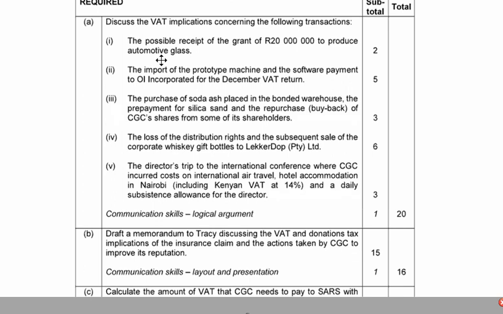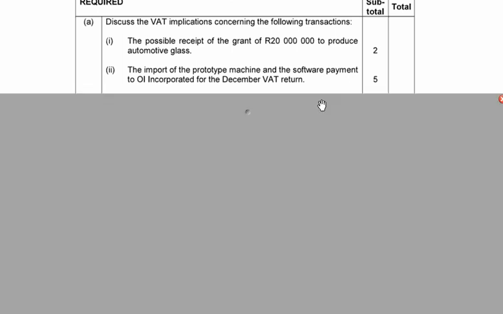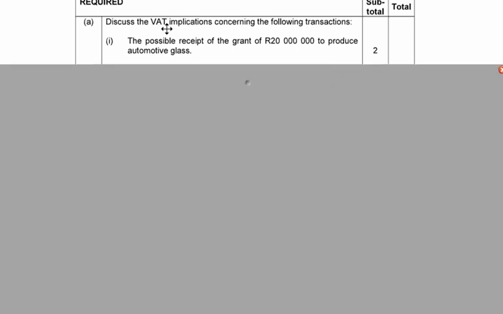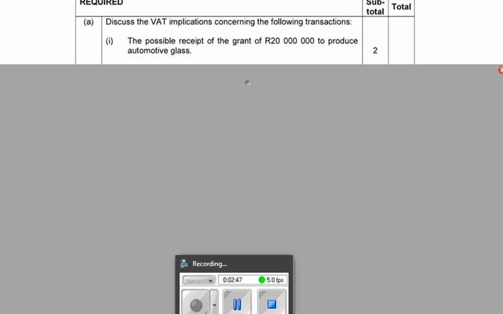Okay, so let's have a look at things for the first time. It says, discuss the VAT implications considering the following transactions. So we're only looking at VAT implications. And it says the possible receipt of the grant of 20 million to produce automotive glass. How many marks? 2. So a very, very short discussion that we need to do. In discussion questions, there may be some extra bonus marks in the question, so this might be 3 marks limited to 2, 4 marks limited to 2. So we need to deal with the possible receipt of the grant of 20 million to produce auto glass inside this question.